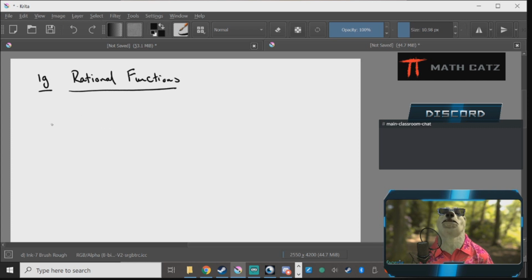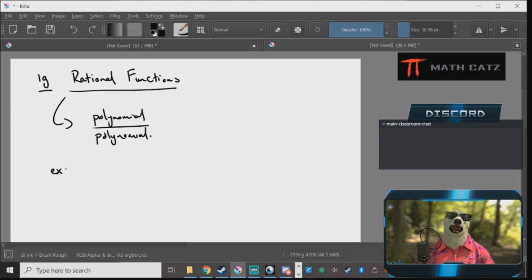So, we first want to understand what is a rational function. A rational function is simply a fraction of polynomials. So I'll have polynomial over polynomial. So let's make some examples. An example could be 2x, that's a polynomial, over x squared plus 1, that's a polynomial. So it's a fraction of polynomials. That's a rational function.